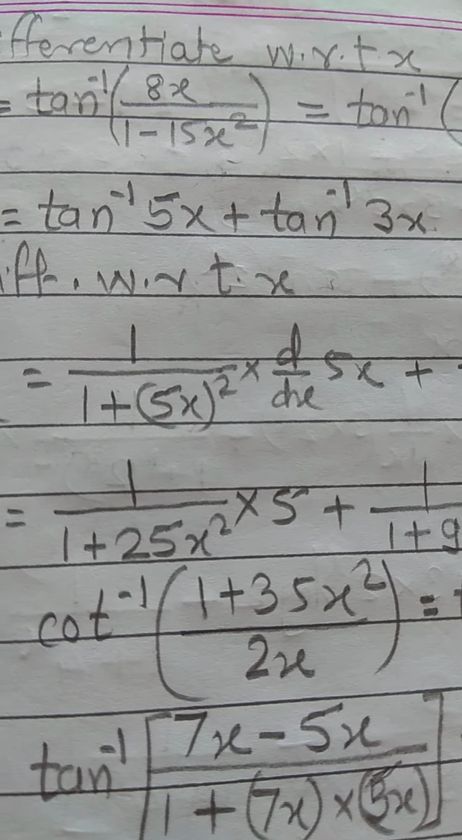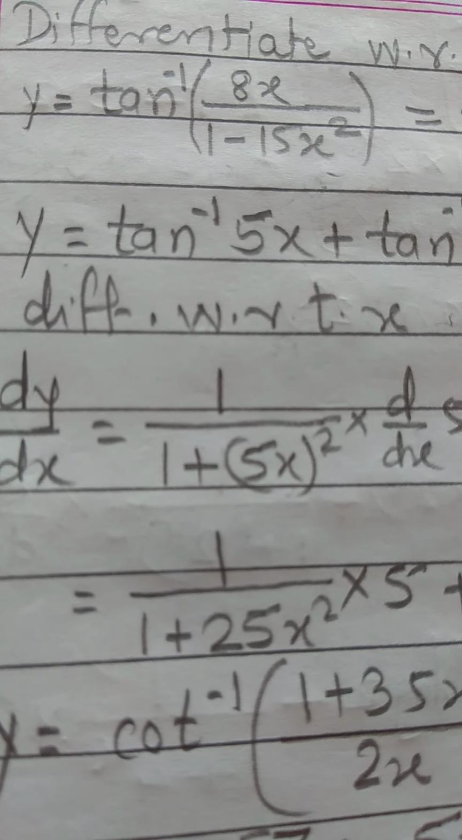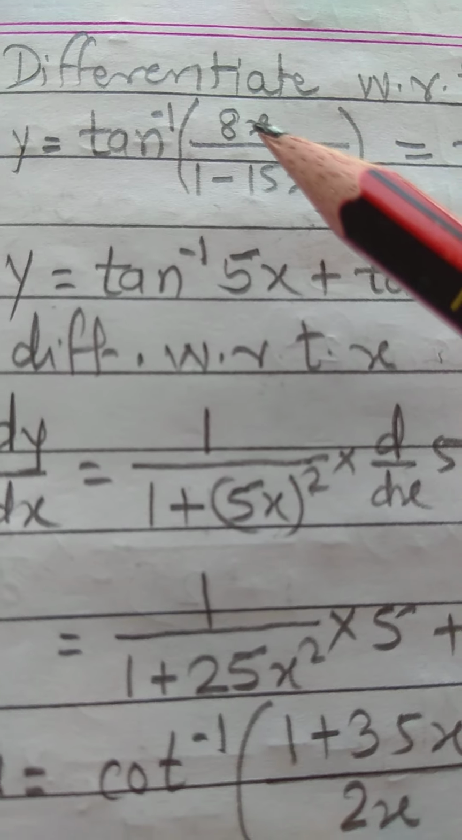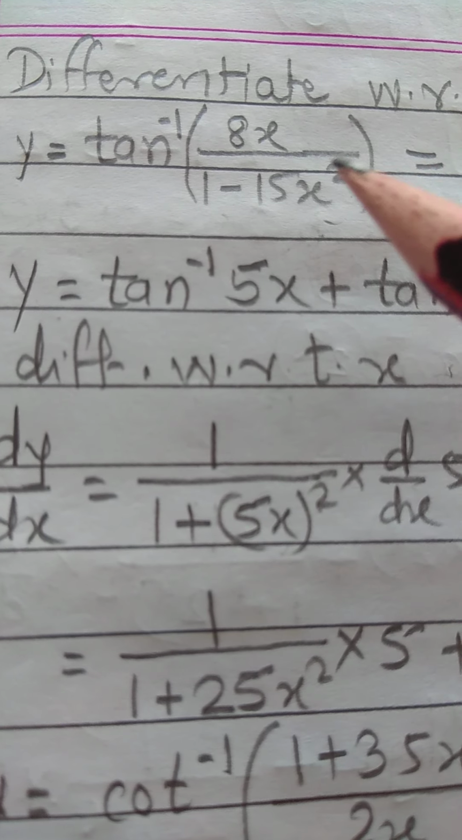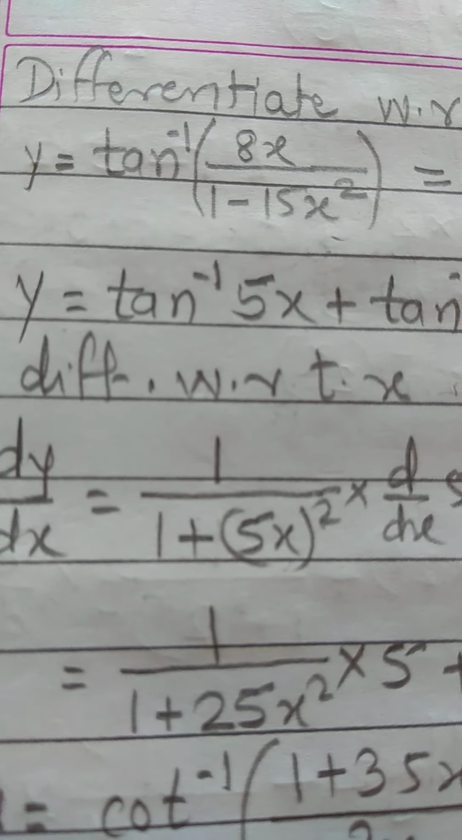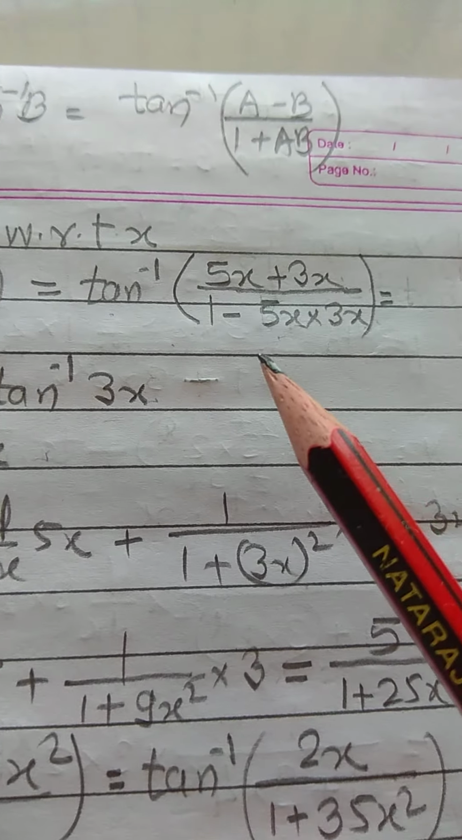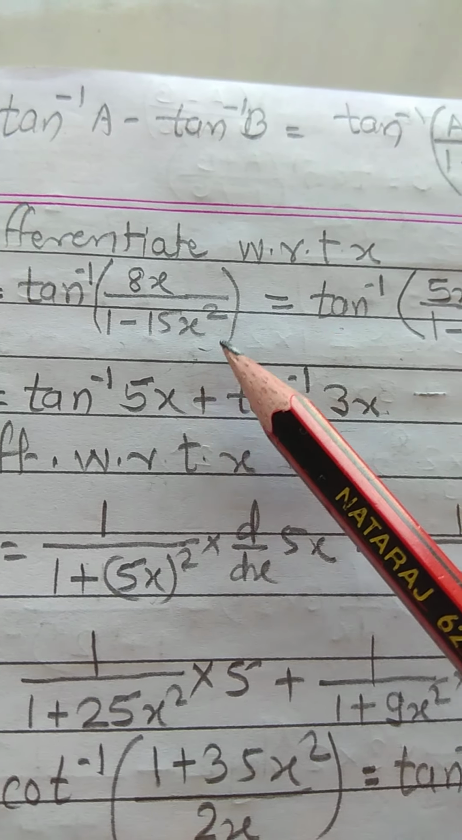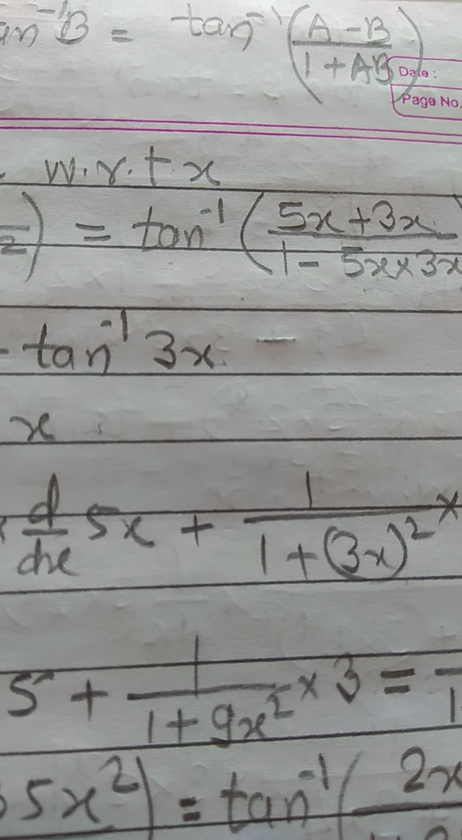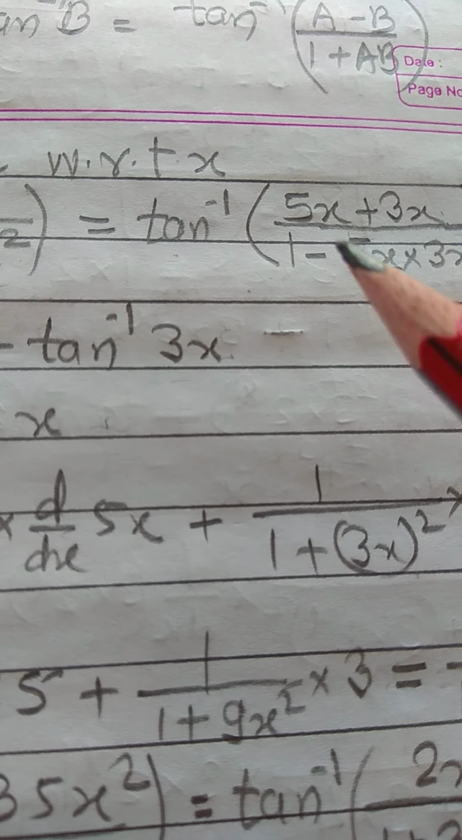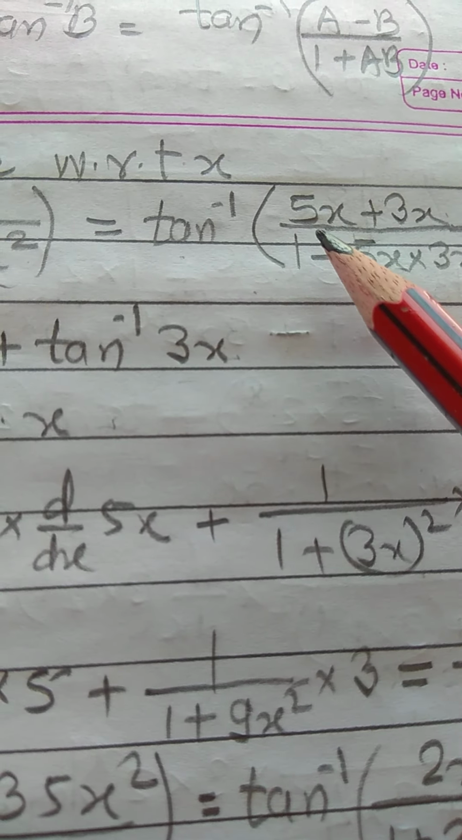Differentiate with respect to x, y equal to tan inverse of 8x upon 1 minus 15x square. We can have this 8x as 5x plus 3x and this 15x square as 5x into 3x. So 5x plus 3x is 8x and 5x into 3x is 15x square. This is of the type tan inverse of a plus b upon 1 minus ab. That will be tan inverse of a plus tan inverse of b. That means here tan inverse of 5x plus tan inverse of 3x.